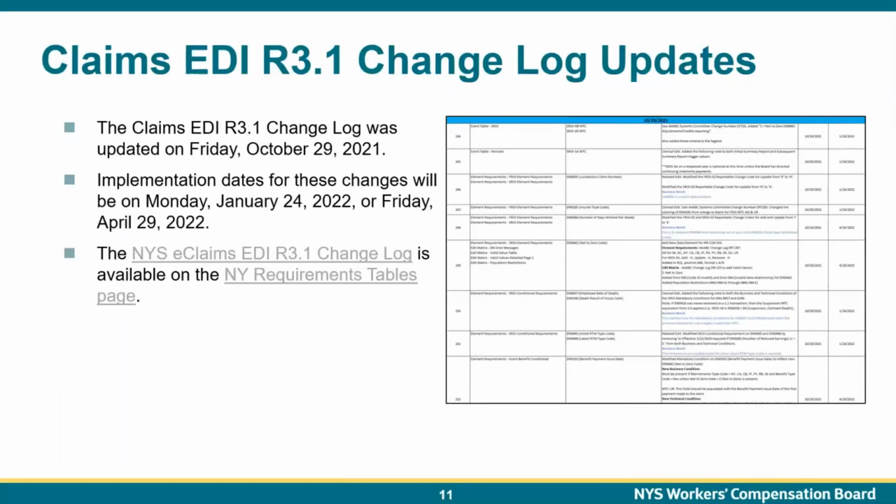The eClaims Release 3.1 changelog was updated and posted on Friday, October 29, 2021. The implementation date for the changes posted have a date of either Monday, January 24th, 2022, or Friday, April 29th, 2022. And we're going to highlight the changes on the next few slides, but we do strongly encourage you to review the entire changelog, which can be found on the eClaims page of the board's website under our New York Requirement Tables page.